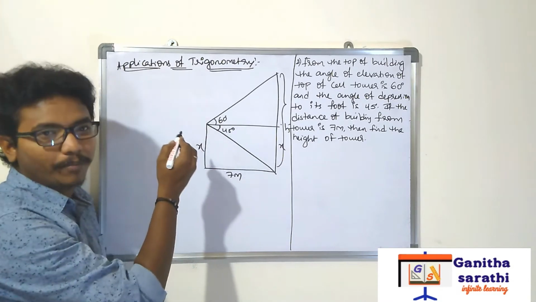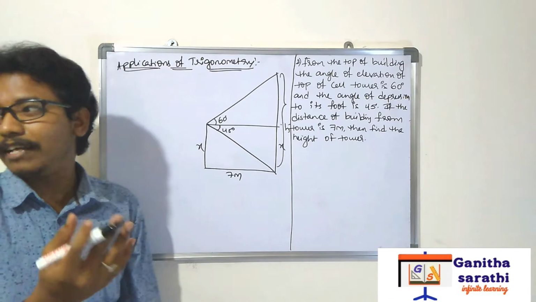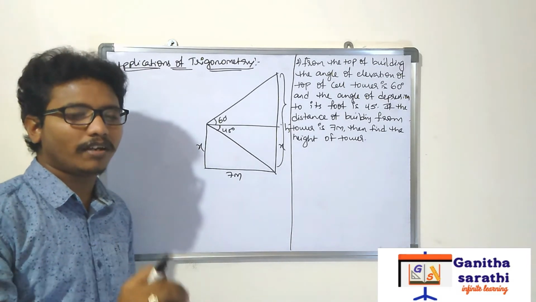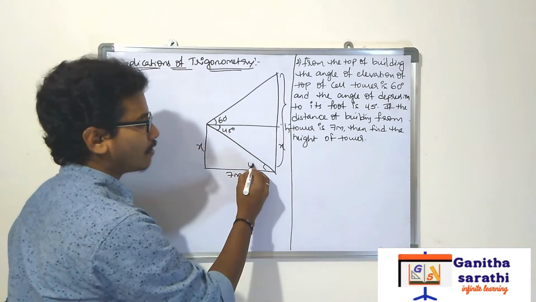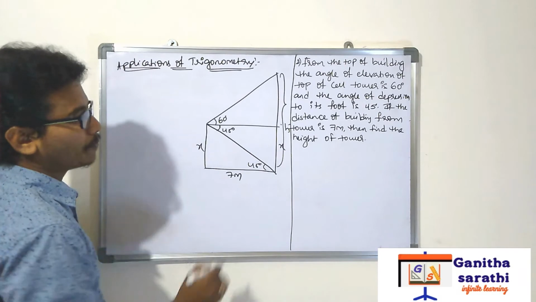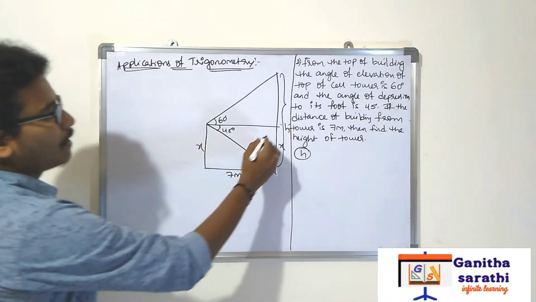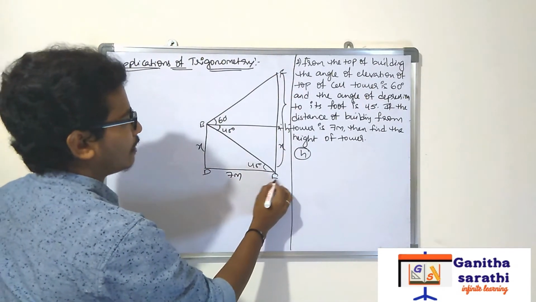If this is the angle of depression, I have already told you that angle of depression and angle of elevation are always opposite to each other. If this is 45, here we can write 45 degrees. Now we should find the value of h. Remember, now label this one A, B, C, D, E.